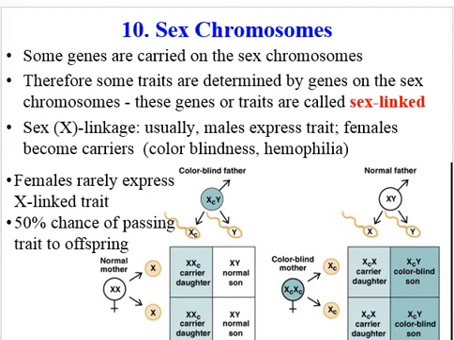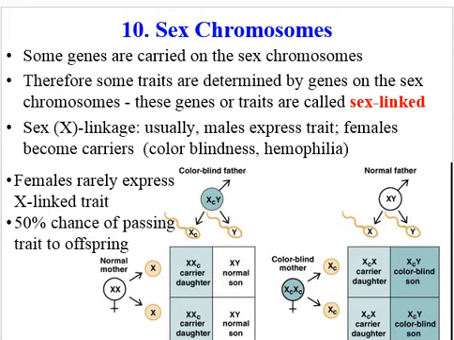So here's an example with color blindness. Color blindness is more common in males than females. Why is that? Because the color blindness gene is on the X chromosome. So if you're a female, you get two X chromosomes. If one of those X chromosomes has this mutation for being colorblind, it doesn't mean you're colorblind.